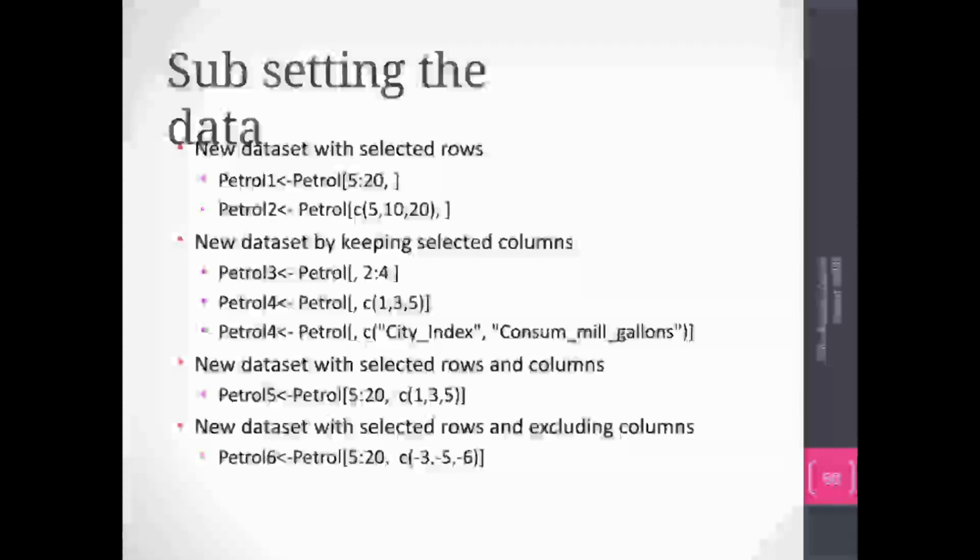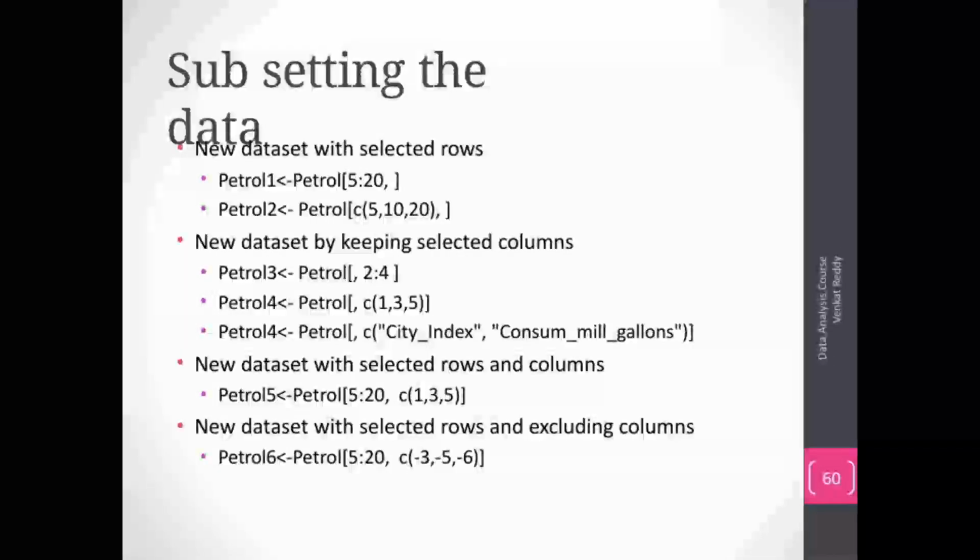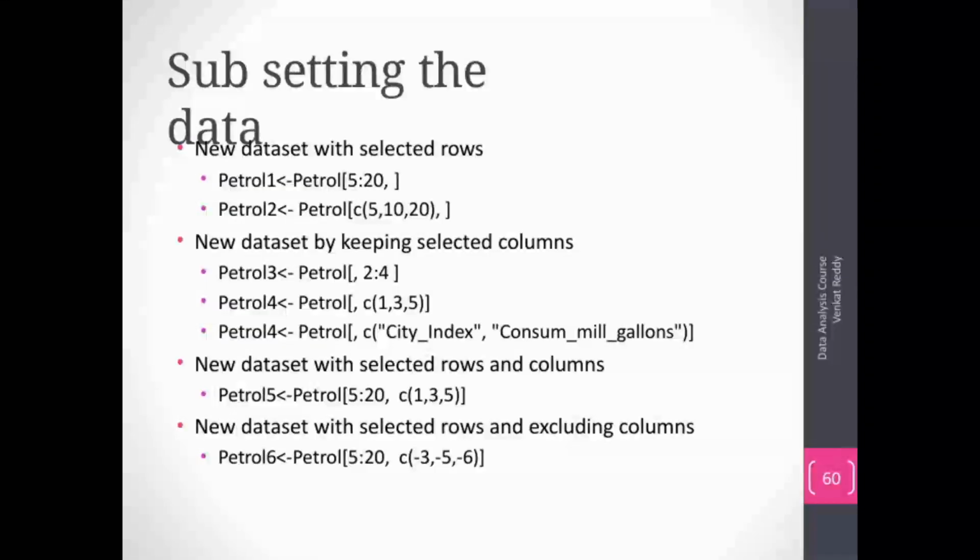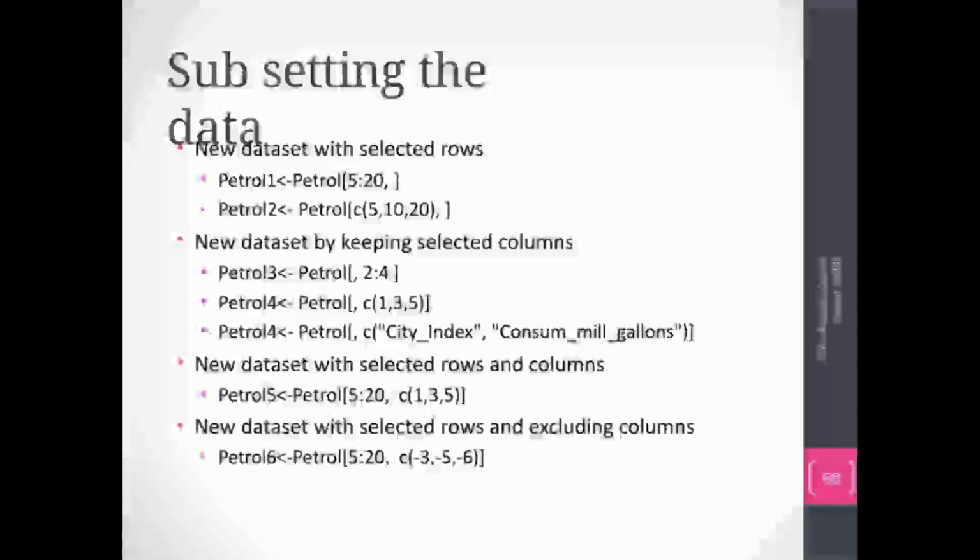Lastly, Petrol 6 illustrates how to exclude certain columns, such as columns 3, 5, and 6, while keeping the rest. This is an efficient way to remove unnecessary information from your dataset.